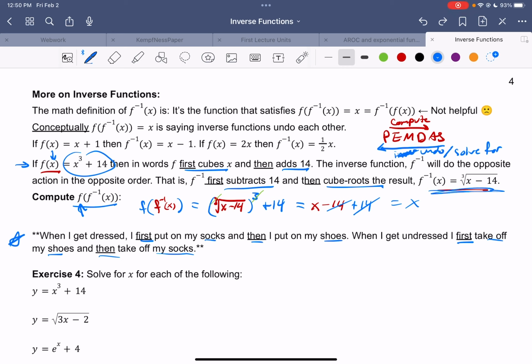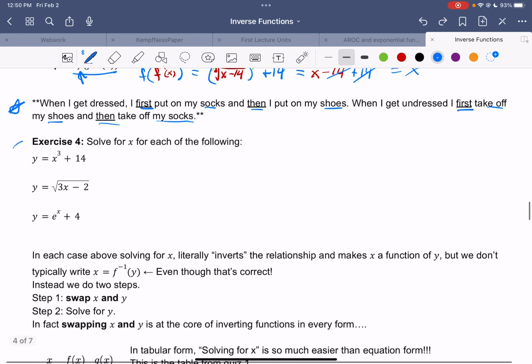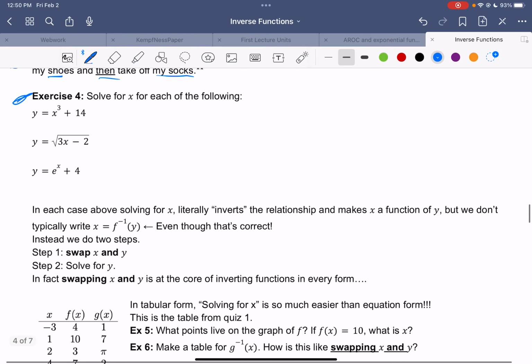And so you can see that this is the inverse of that. But also we see it in words, right? It's doing the opposite stuff in the opposite order. Okay, so we'll come back to exercise 4 in a moment. I just want to talk about the inversion algorithm.